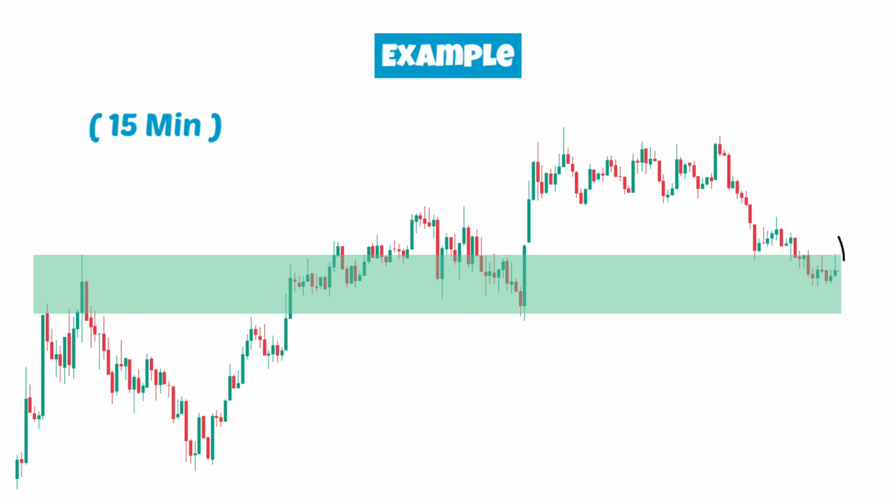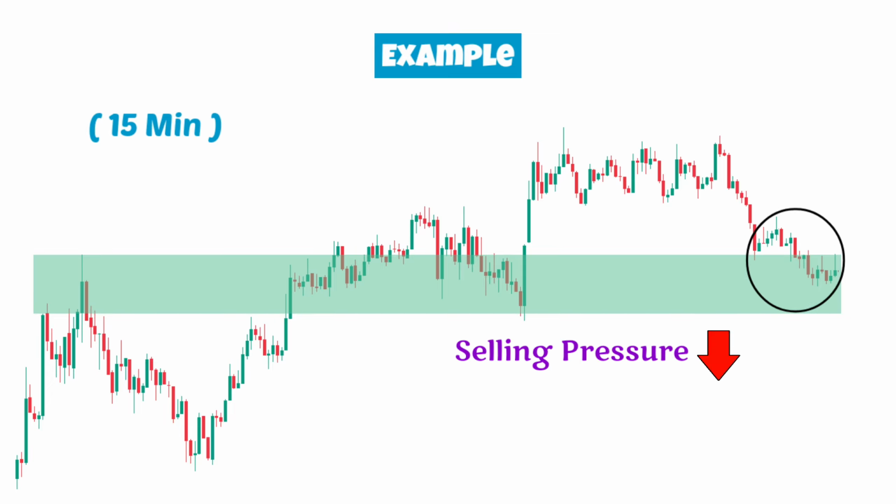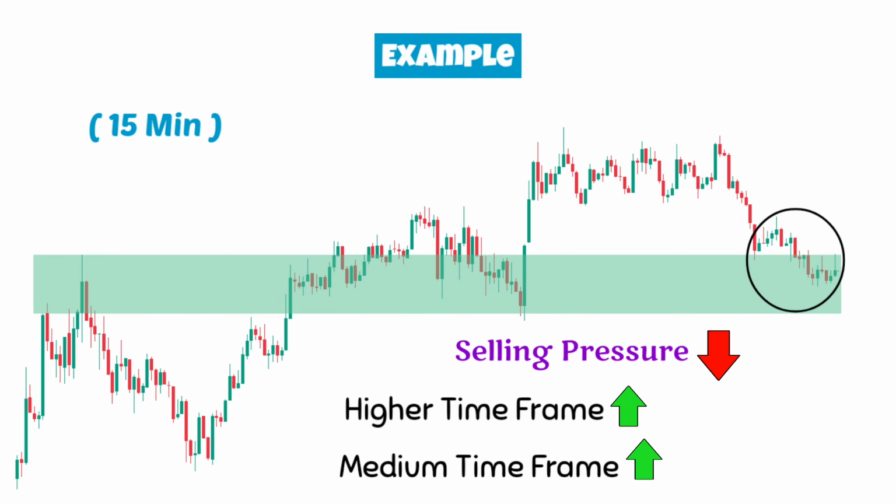Here you notice that the price slowly enters the demand zone, selling pressure starts decreasing, and the market begins moving sideways. It looks like buyers are gradually taking control again. This means both your higher time frame and your medium time frame are pointing in the same direction. But a professional trader still doesn't enter the trade. Instead, they wait for confirmation.